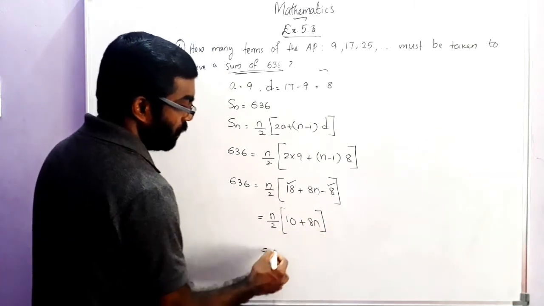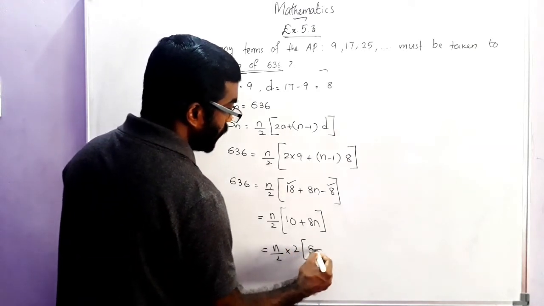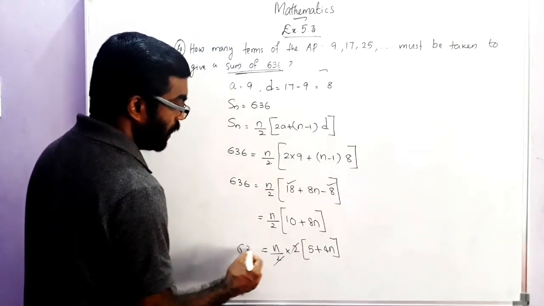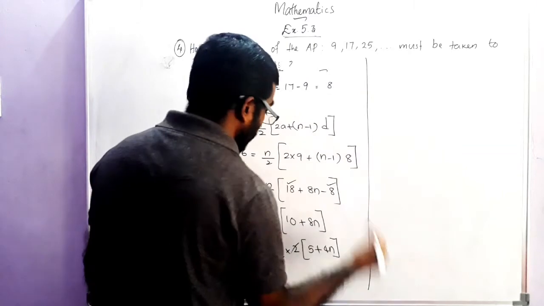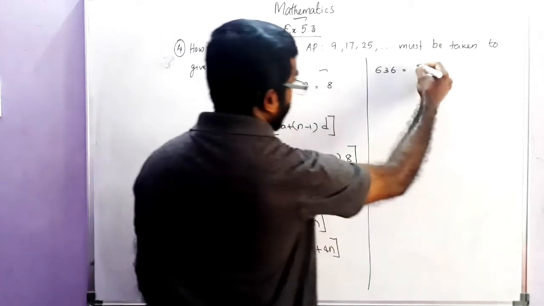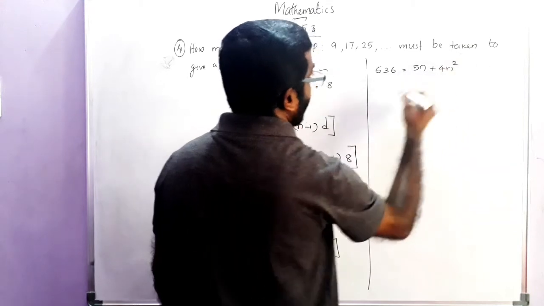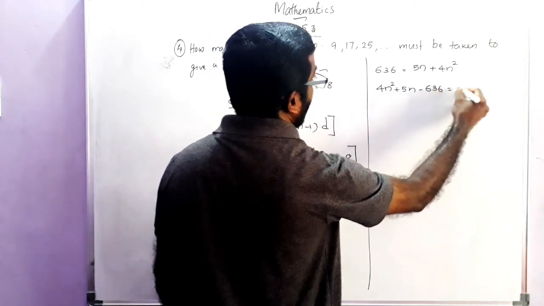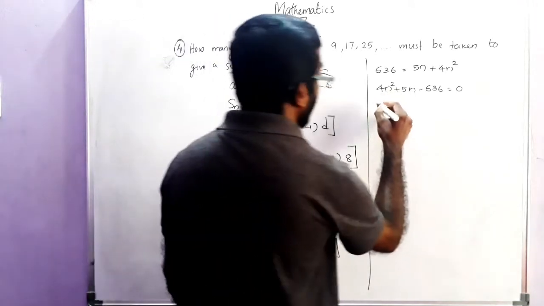Which is equal to n by 2 into, here on 2 we can take common, 2 into 5 plus 4n. This 2 we can cancel, that is 636 is equal to n into 5 plus 4n, that is 636 is equal to n into 5, 5n, n into 4n, 4n square, or we can write 4n square plus 5n minus 636 is equal to 0. That means we get a quadratic equation. Now we can solve this one.